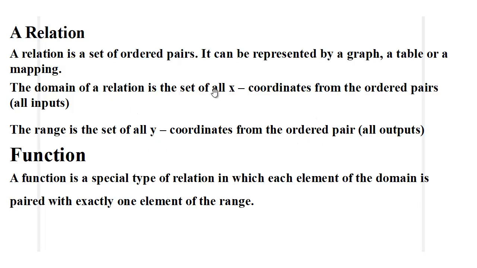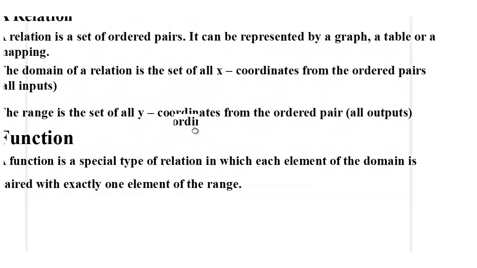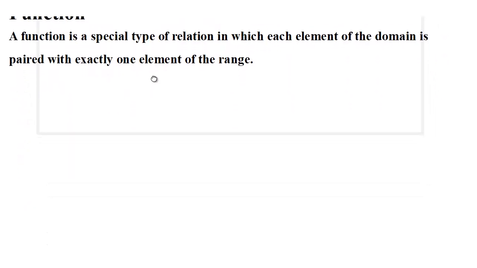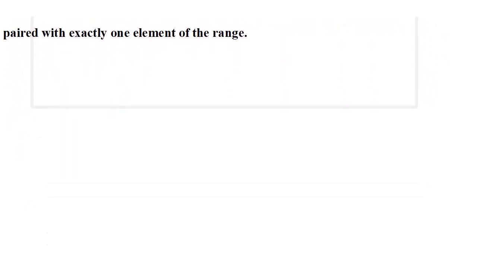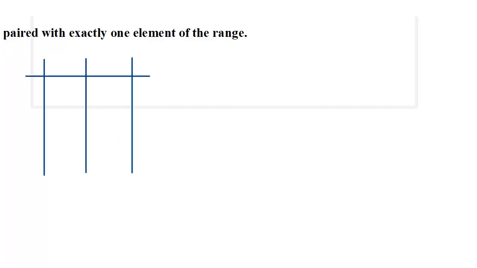So the domain of a relation is the set of all x coordinates from the ordered pairs, and the range is the set of all y coordinates, which also represent the output of the ordered pair. So let me give the different types of relation, how the relation can be represented. For instance, what we had in the previous graph, we can actually put it on a table. How do I mean? If I put it on a table, that implies I'm going to be having x, I'm going to be having y.